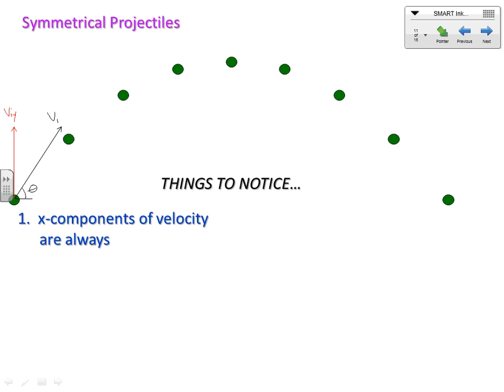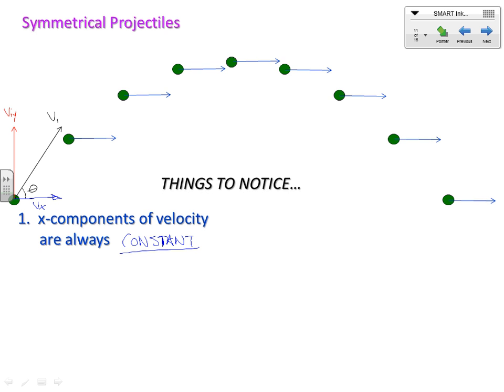Some things to notice. One big one: if we look at all these components, and I don't know why this component isn't here, there should be a component that we call Vx. The one thing we know about any projectile, whether it's horizontally launched or symmetrical or no matter what, is that x components of velocities are always constant. I can imagine asking you to draw these vectors on a quiz or test. The fact that we're drawing them all the exact same length is really important. It shows that the speed in the horizontal direction stays the same all the time.